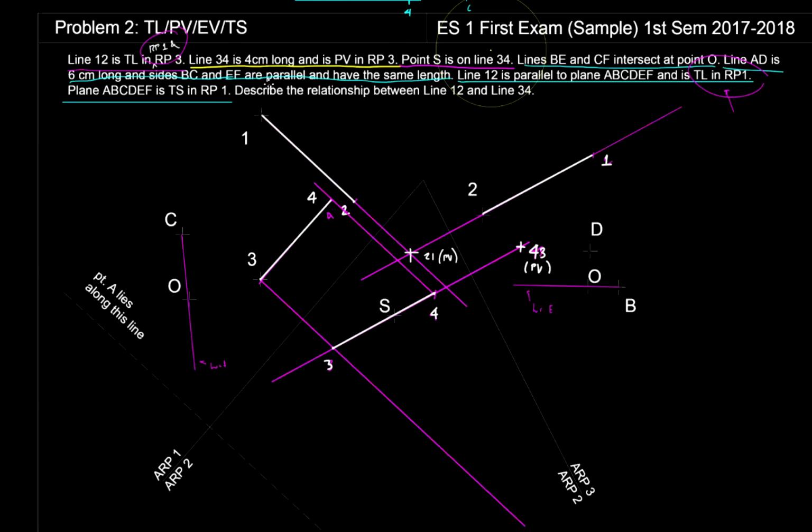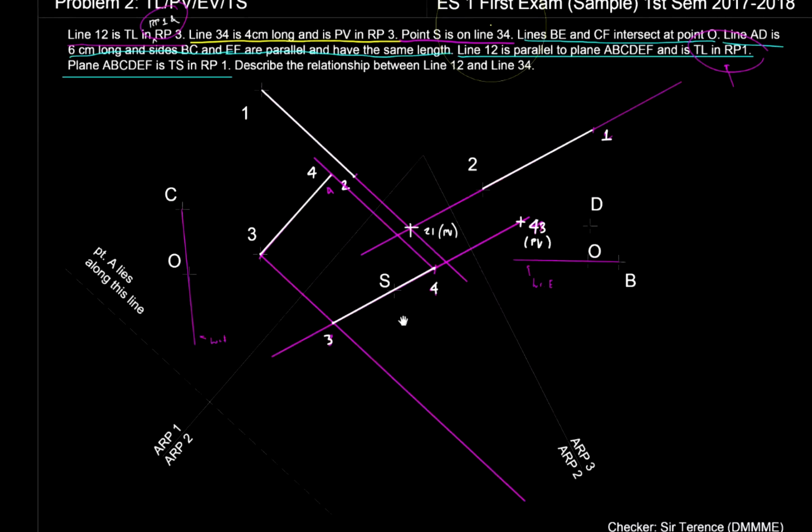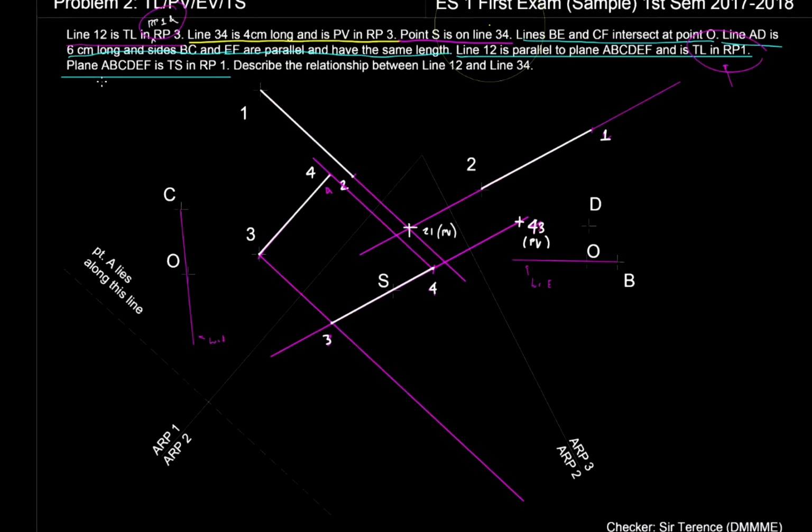Okay? So, gawin natin, we have... hindi muna natin magagamit tong line 1, 2 is parallel to plane ABCD. Pero ito definitely magagamit natin, no? Na ang sabi dito is plane ABCDEF is true size in RP1. So, what does it mean kung true size siya sa isang view?